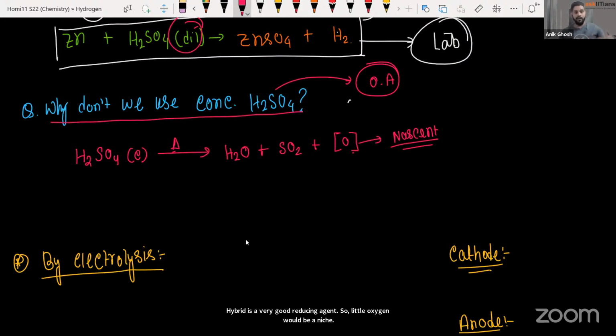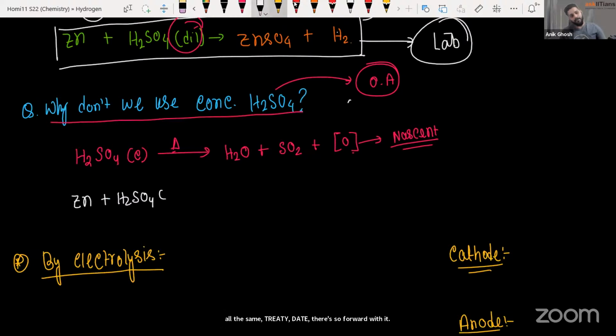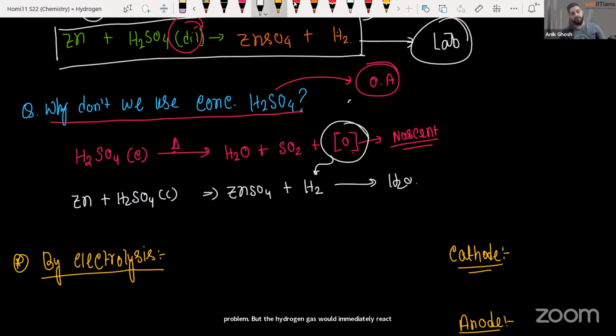Common sense, guys, we are not learning anything. All the things that we have already acquired are in grade 10 only, right? This kind of knowledge. Now, you can understand if I react concentrated H2SO4 with it, then what would be the problem? I would be getting ZnSO4, that's not my problem. But the hydrogen gas would immediately react with the nascent oxygen to become water. And water is not something that I want, right? I want hydrogen gas. So that's why I cannot use concentrated sulfuric acid. Right, Sayed? Right, Ritik? Clear?